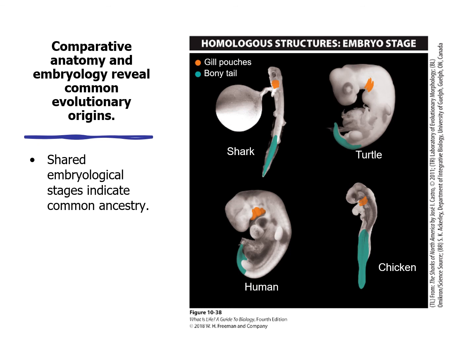Moving on to comparative anatomy in embryology, where it helps us to reveal common evolutionary origins. So there are an astounding amount of shared embryological stages that indicate common ancestry. All of these animals on the screen have gill pouches and bony tails at one point in their embryonic stage, and that includes a shark, a turtle, a chicken, and then a human even.